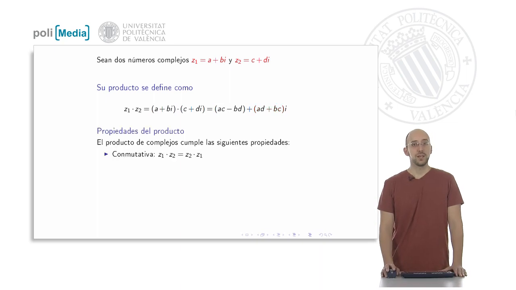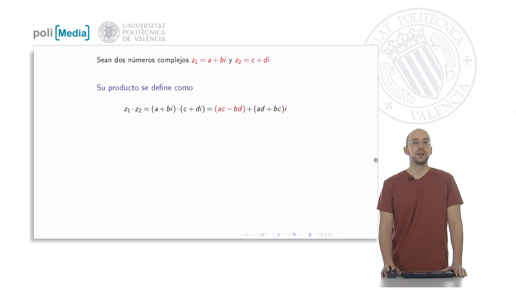Notice that the real part of this product is simply the product of the real parts and the product of the imaginary parts, with a change of sign in the last one. And the imaginary part of this complex number is simply crossing the numbers: the real part of the first one with the imaginary part of the second one, and the imaginary part of the second one with the real part of the first one.